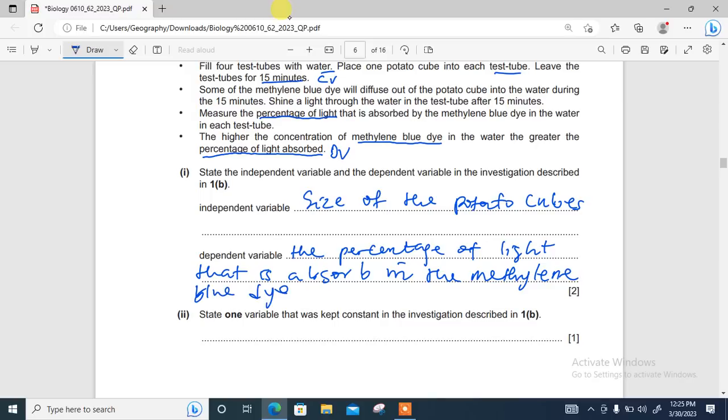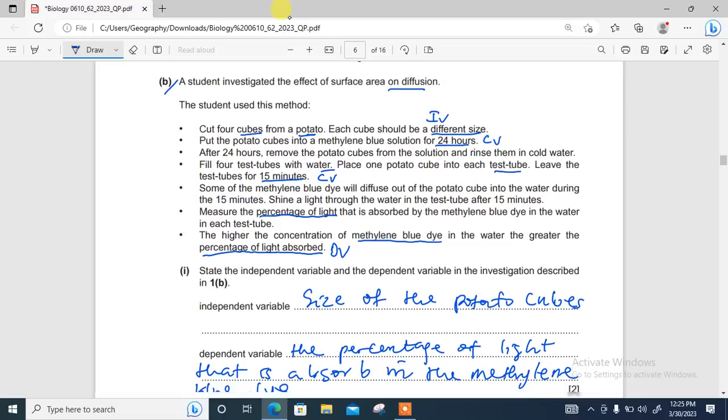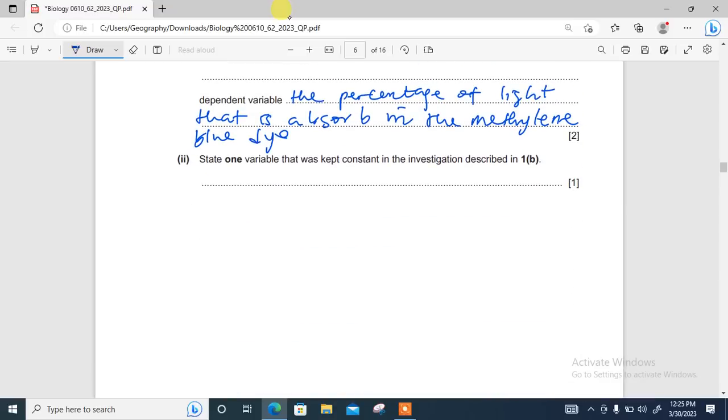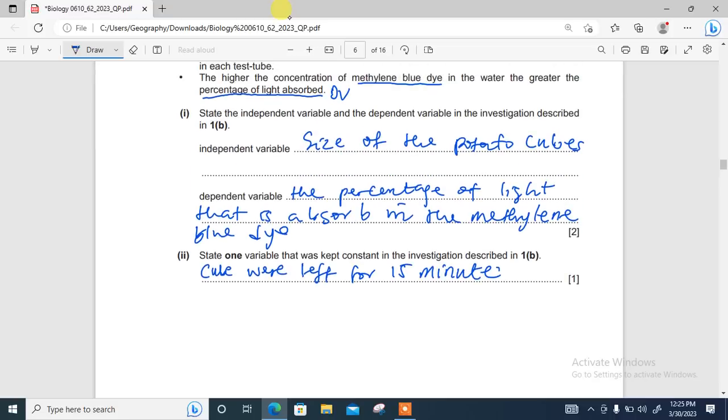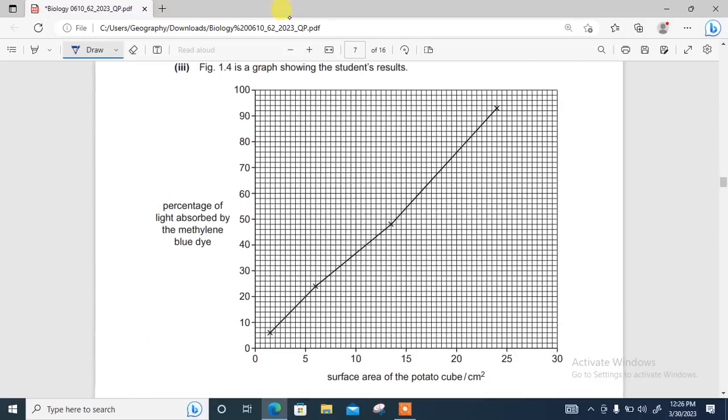Okay, now state one variable that was kept constant. I think I identify a whole lot of them that were kept constant in the course of the experiment. So you just come, you write it. One thing that was kept constant is that the cubes were left for 15 minutes. That was constant in the experiment. So you find out that the potato cubes were soaked in the methylene blue solution for 24 hours. And here, you leave the potato in the test tube for like 15 minutes. So any of those two will answer your question.